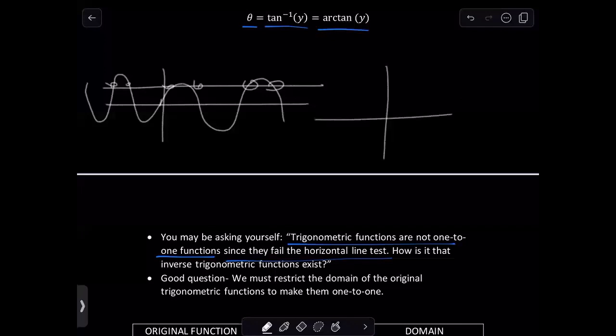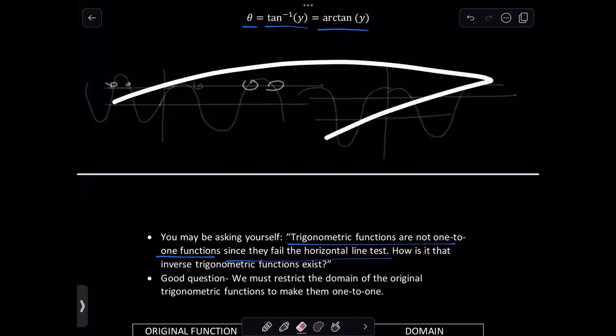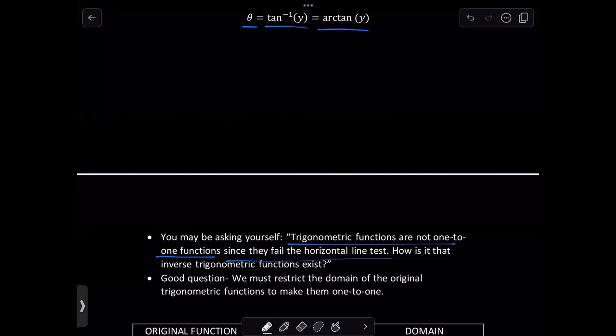Same thing happens with cosine. Okay, cosine is like that and like that. Again, not one-to-one. It fails the horizontal line test. It won't have a valid inverse. Same with tangent. So let's get this out of the way. Tangent, pretty clear to see. So it looks like that.